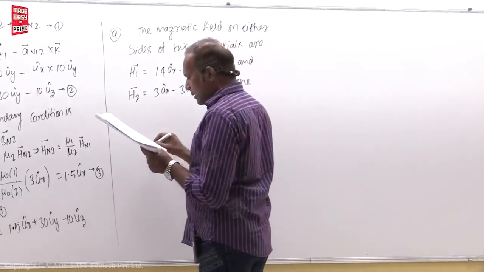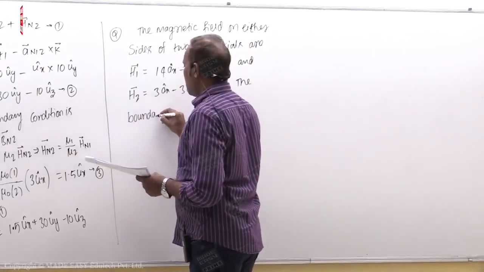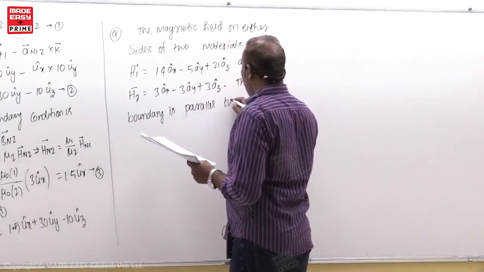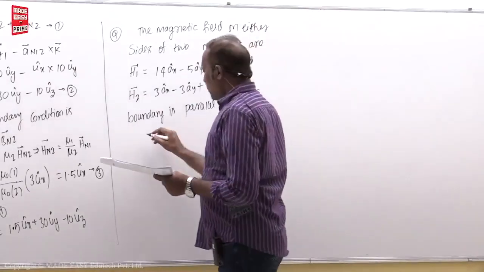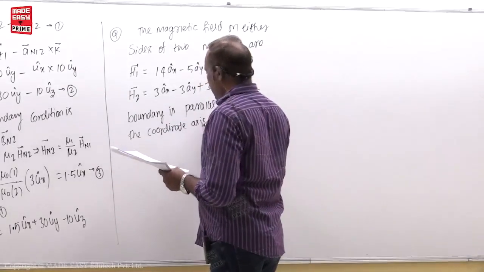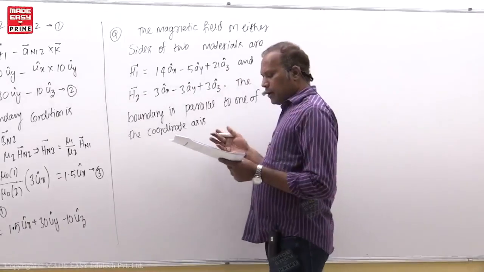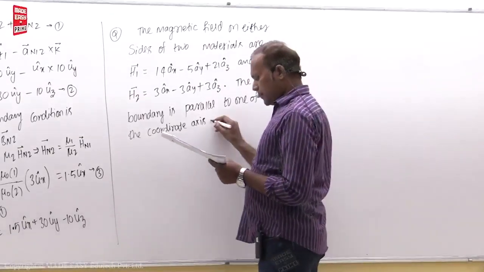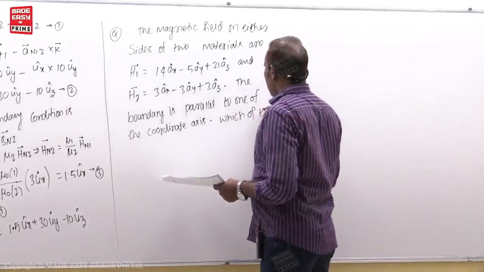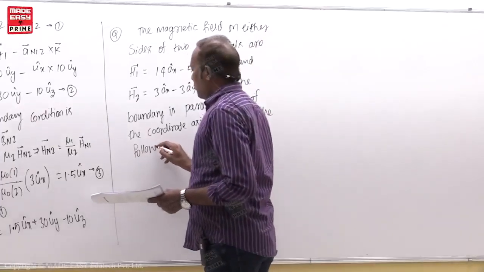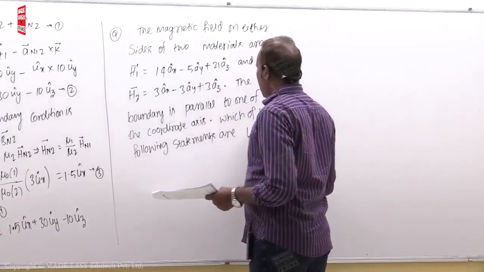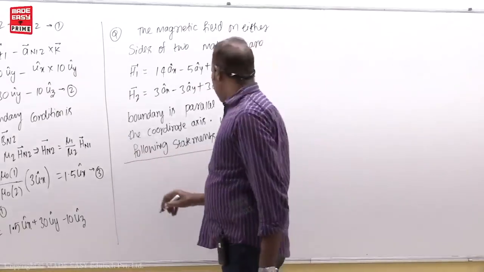The boundary is parallel to one of the coordinate axes. That means the boundary may be x equal to 0 or y equal to 0 or z equal to 0, any one of them. Okay. Which of the following statements are true?